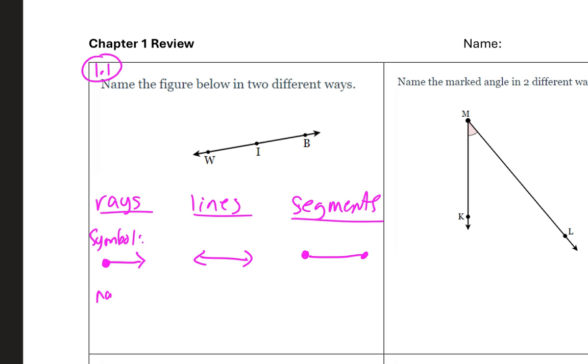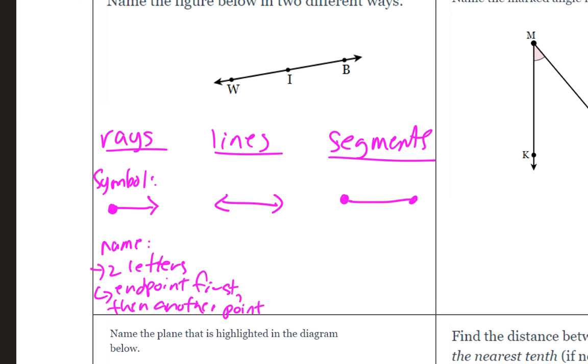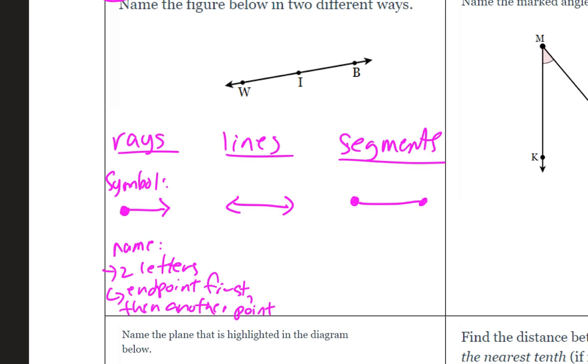All right, and here's how we name it. We're going to have two letters, and it's the endpoint first, then another point. Endpoint first, then another point. Lines, the symbol is that. So here's how we name it. We're going to name a line with two points. A line is any 2 points.